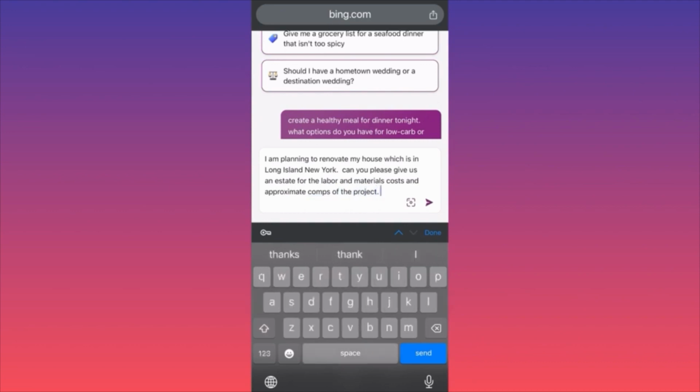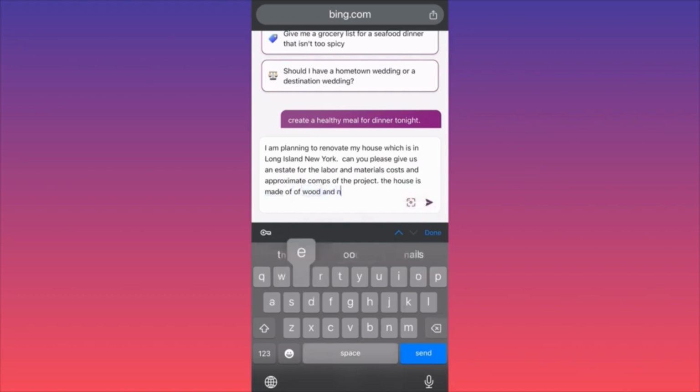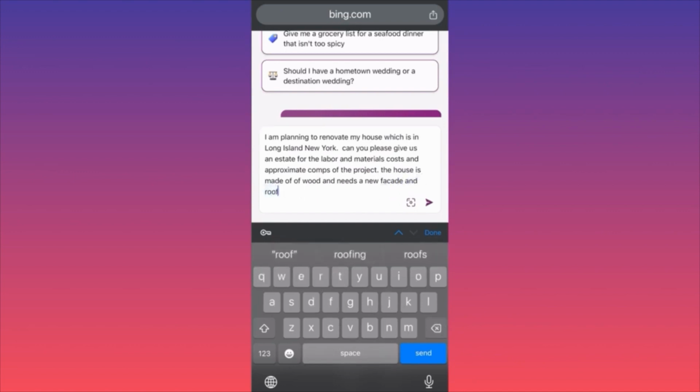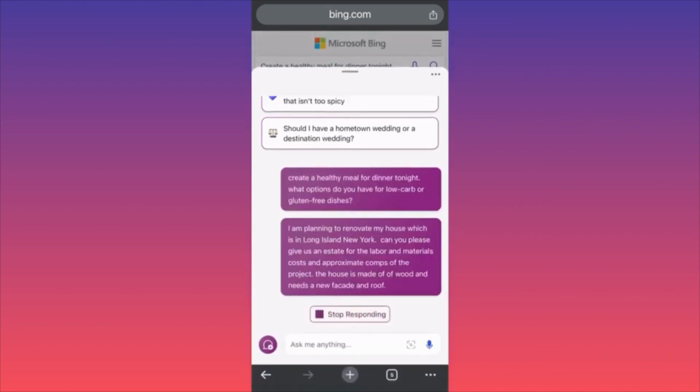Also, guys, we gotta be a little more detailed. We're gonna say that the house is made out of wood and needs a new facade and roof. Okay, guys, we were very, very detailed, so let's see how it goes.